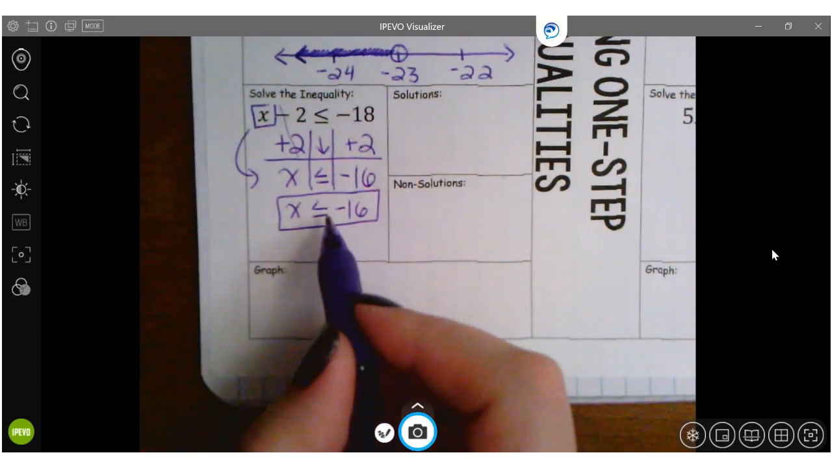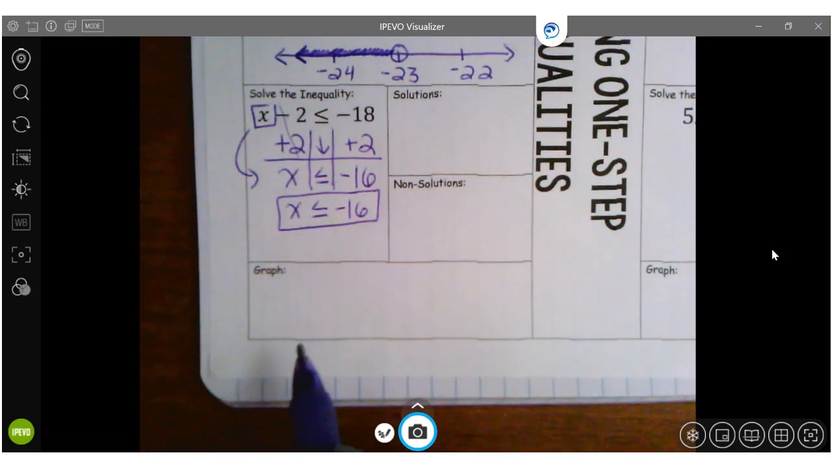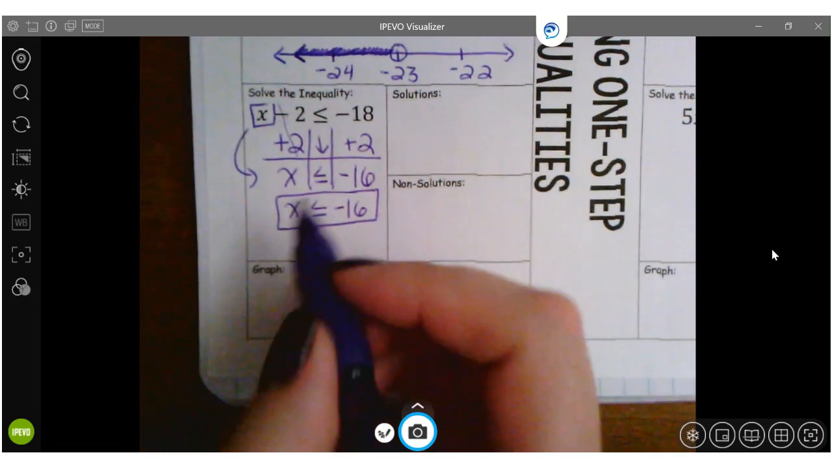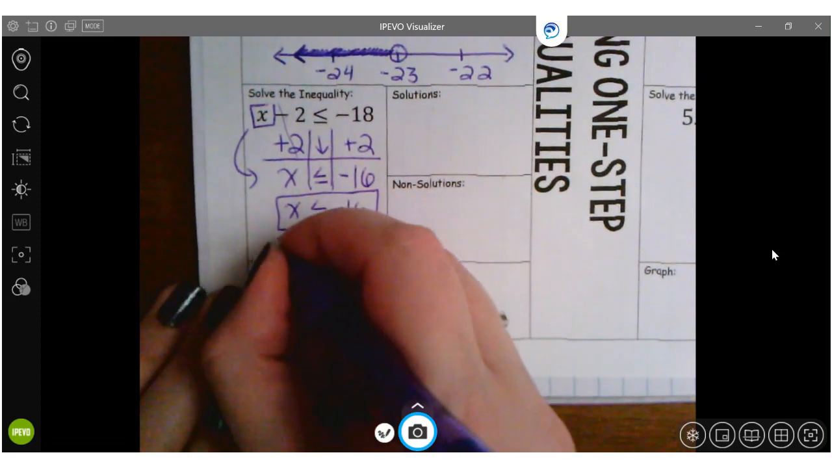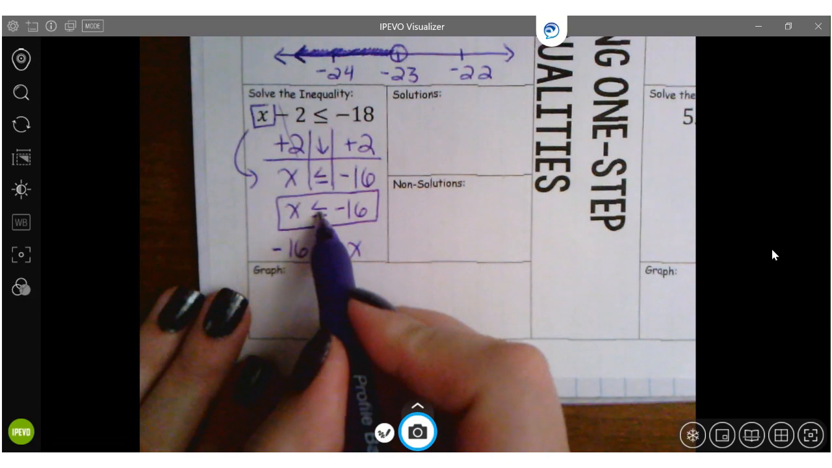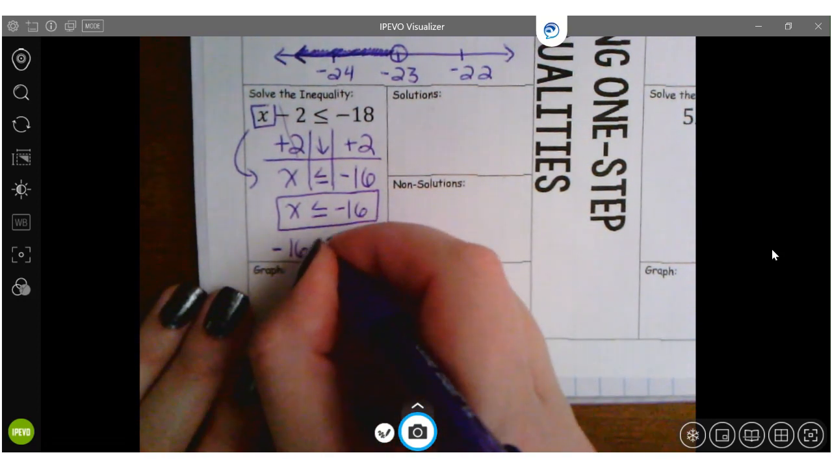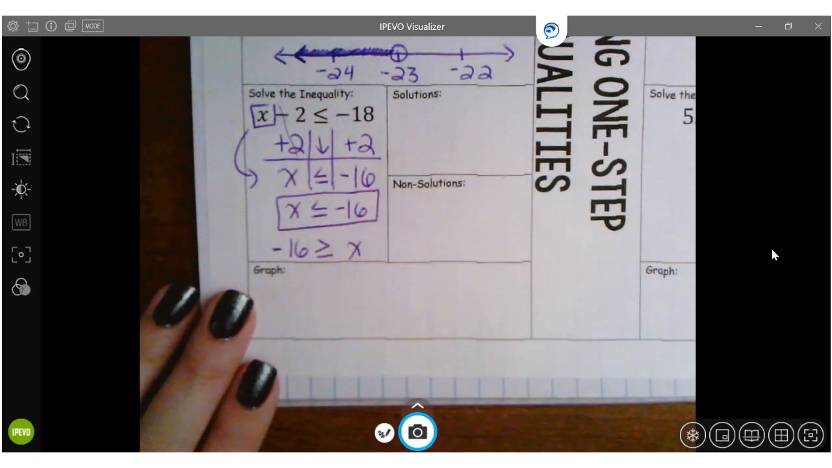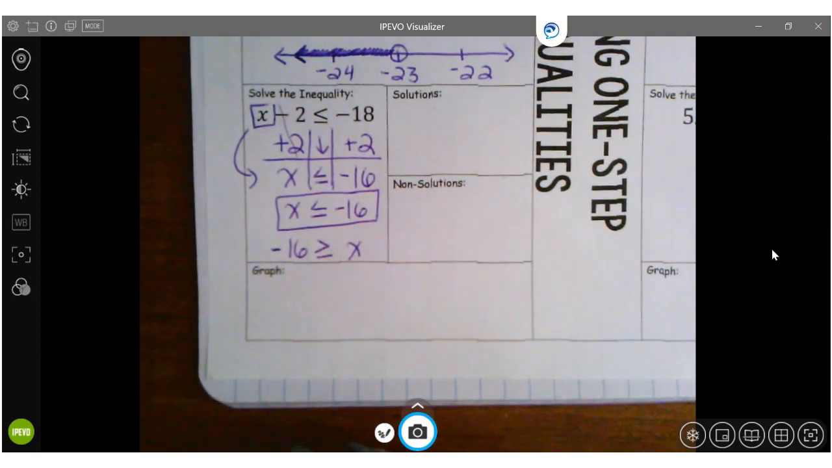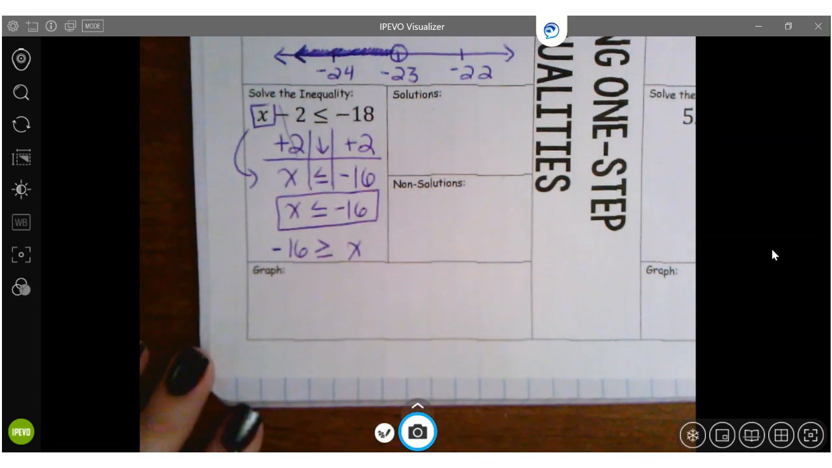Again, this is how I would want it to be graphed. I could flip it the other direction if necessary, depending on what your answer choices were. So we're going to practice that. I can write negative 16 on the left, x on the right, and if my symbol is chomping the negative 16 here, when I flip it, it would still chomp it. So it'd be negative 16 is greater than or equal to x. So both ways you can write it, but this way is how you want it to help you graph.